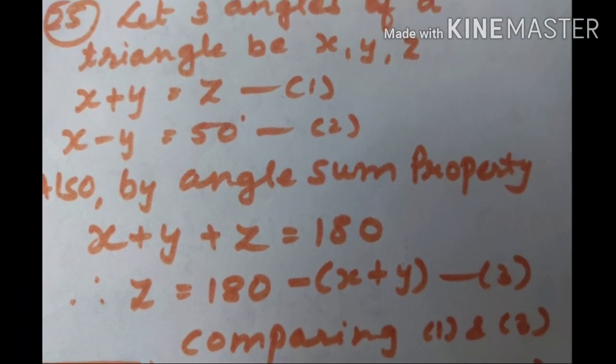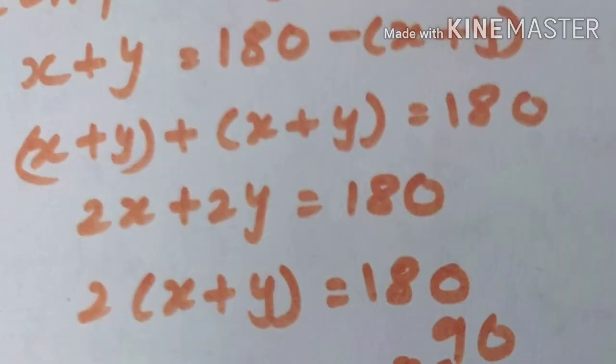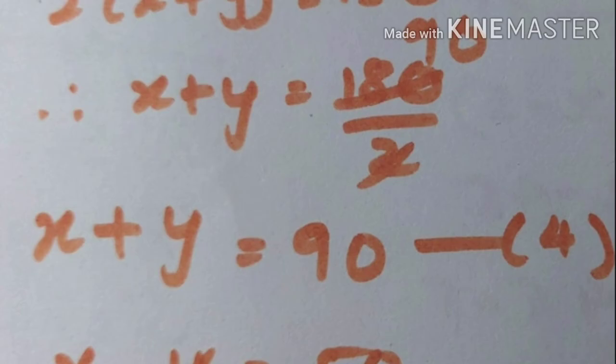By comparing equation 1 and 3, I get x plus y is equal to 180 minus x plus y. Now the right side's minus x plus y we take to the left side, so it becomes plus x plus y is equal to 180. So on the left side I get 2x plus 2y is equal to 180. We take 2 common from x plus y, so we get our new equation as x plus y is equal to 180 divided by 2, and 180 divided by 2 is 90. So here we found x plus y is equal to 90, equation number 4.